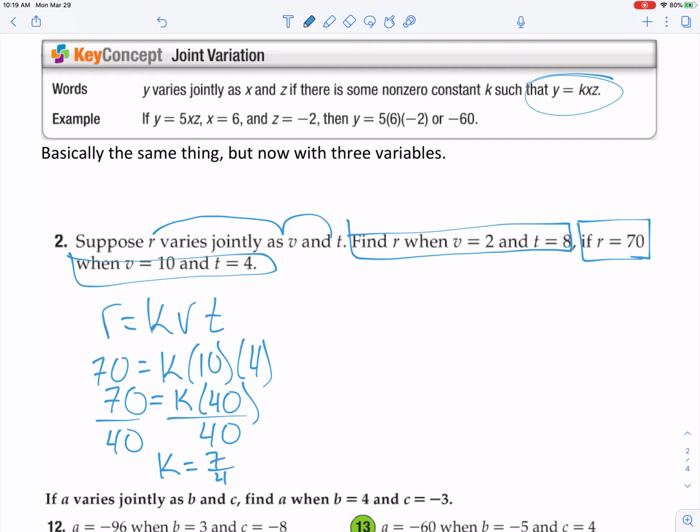Now you can plug this in. 7/4 k, and it says v is 2, and it says v is 8. I'm sorry, t is 8. So now I can just plug those in, and the answer is 28.